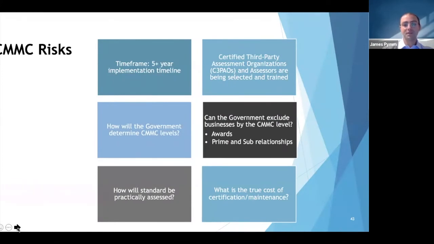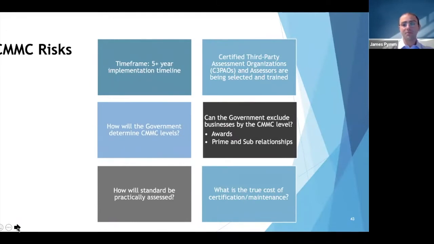Next, how will the government determine CMMC levels? So there's what the DoD has in terms of what CUI is, but a big unknown in this piece is that the DoD acquisition workforce, which is obviously significant, they're going to need to be trained on what CUI is and what CMMC is to make sure that this standard is applied correctly in contracts. And that's obviously going to be a significant effort to train the DoD acquisition workforce.